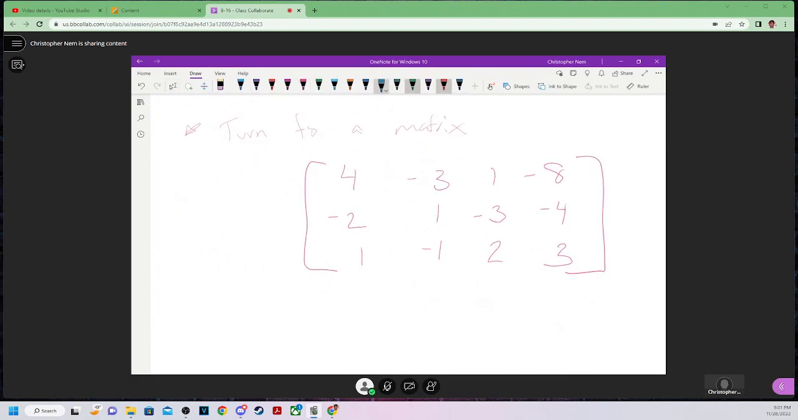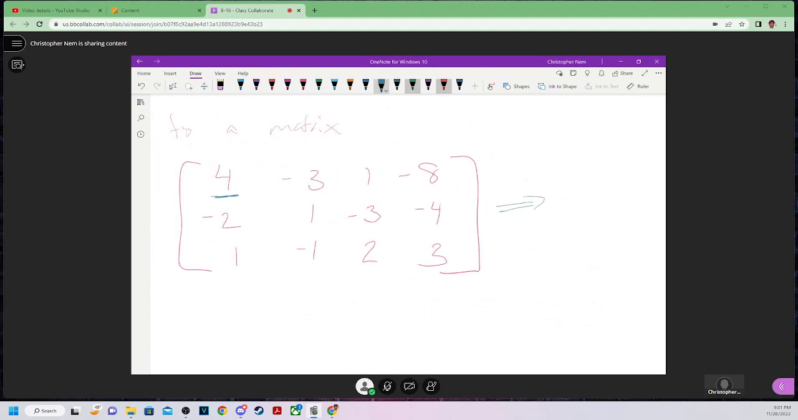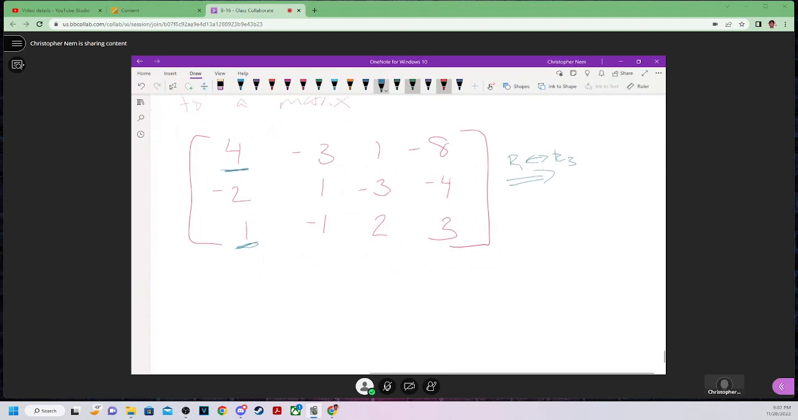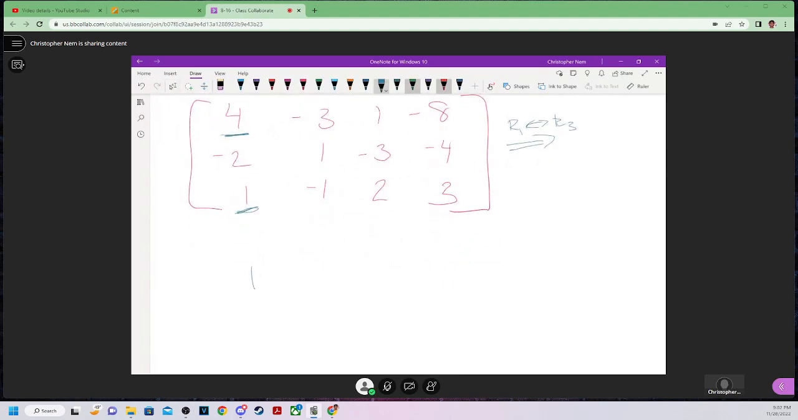I have my matrix. Now I need to put it in row echelon form, which means this guy needs to be a 1. How can I turn that into a 1? Well, if you notice, there's 2 ways to do it. You can either scale this by 1/4, so divide it by 4, or to avoid the fractions, you can swap rows. I'm going to swap row 1 with row 3. If I swap those rows, notice this has a 1 right here. I will accomplish my goal much quicker.